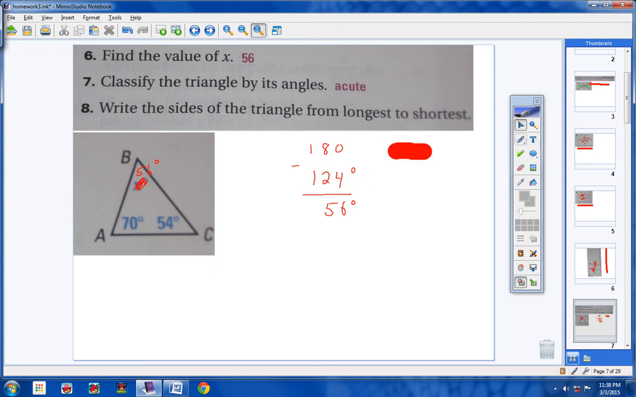Now, write the sides of the triangle from longest to shortest. Okay, good. Now, what they're reviewing here is the fact that the longest side of a triangle is across from the largest angle, and the shortest side of a triangle is across from the smallest angle. So they want us to write the sides of the triangle from longest to shortest. So I'm going to find the biggest angle and circle it.